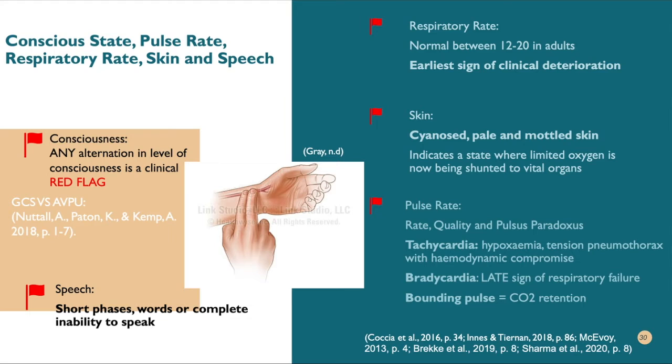I will mention, though, any altered level of consciousness is a red flag, and sources suggest the use of GCS over AVPU. Pulse rate should be assessed for quality, rate, and pulsus paradoxus. Keep in mind that a bounding pulse rate indicates CO2 retention. Respiratory rate has been recognised as the earliest clinical sign of deterioration.